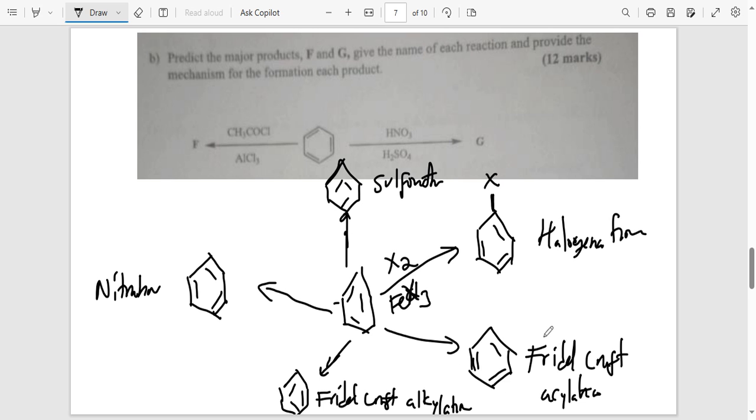In Friedel-Crafts, let's start with nitration. For nitration, what you are going to use is nitric acid.